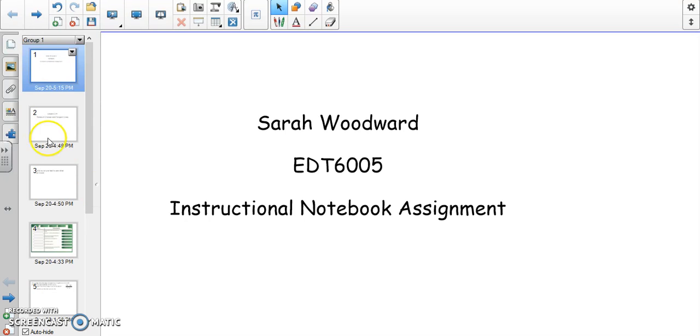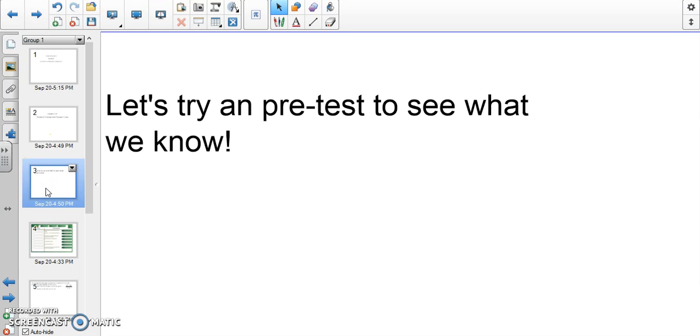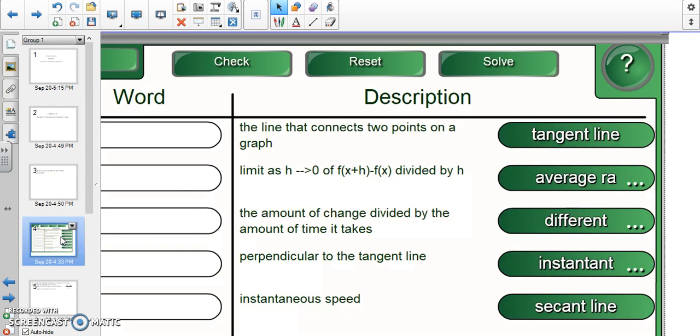Today we're going to be looking at rates of change in tangent line equations. So to warm up, we have a pretest on our reading that we did last night out of the textbook.